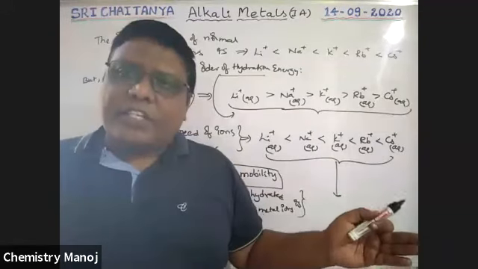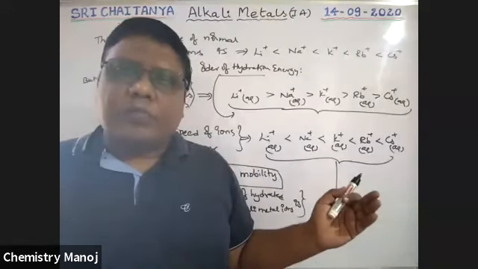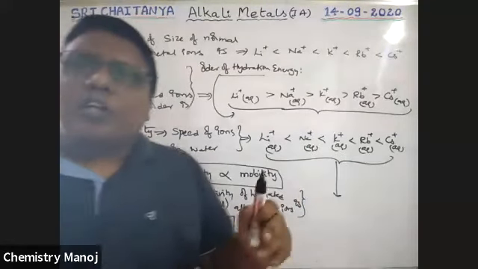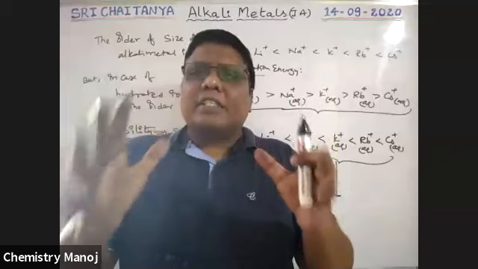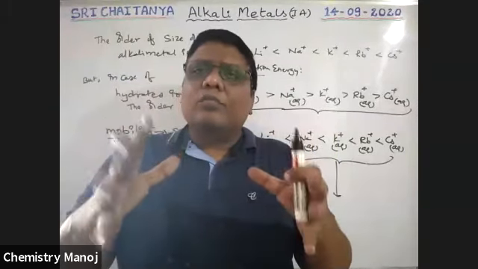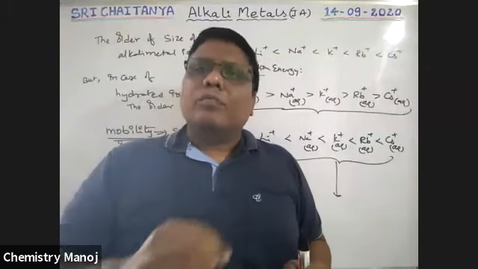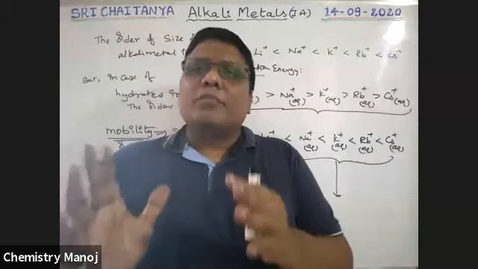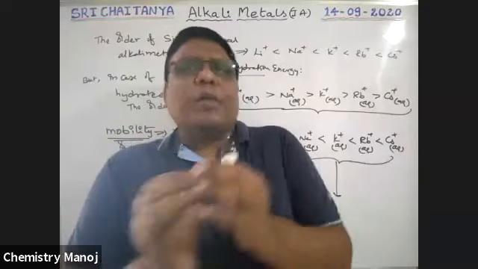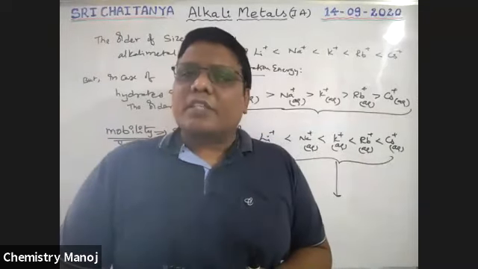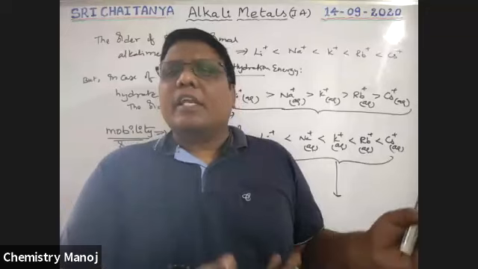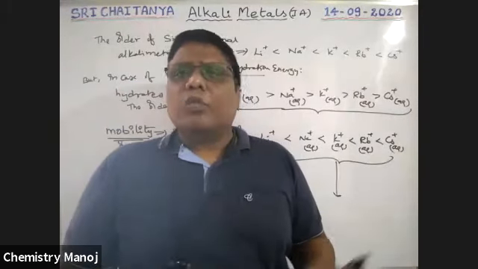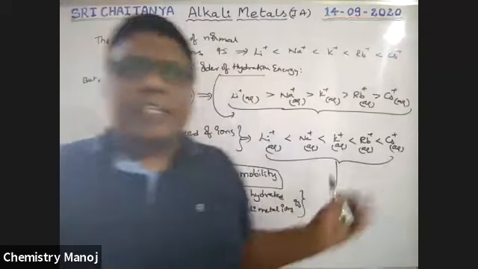So hydration energy is the energy released during hydration. Okay. Next, size of the ions. Mobility means movement. So if the size is small, movement is faster. So movement is inversely proportional to mass. Less is the mass, more is the mobility. So automatically this is the order.